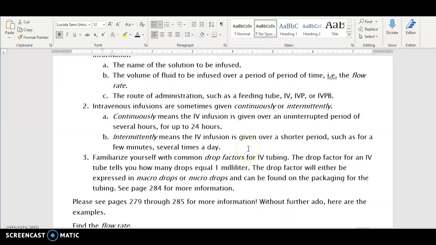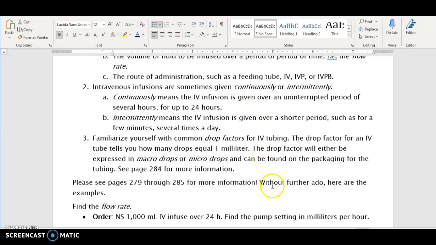Okay, so I encourage you to read pages 279 through 285 for more information about the topics we just talked about. So without further ado, let's start some examples.